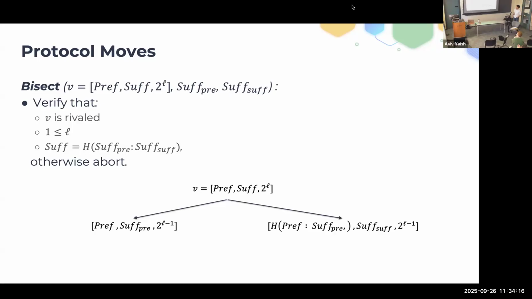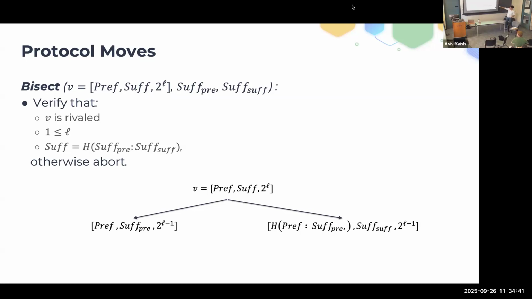The next move is bisect, where the arguments that the user provides are the node that he wants to bisect, and saf-pre and saf-saf, which are presumably respectively the first half of the suffix commitment and the second half of the suffix commitment, which are both commitments by themselves.